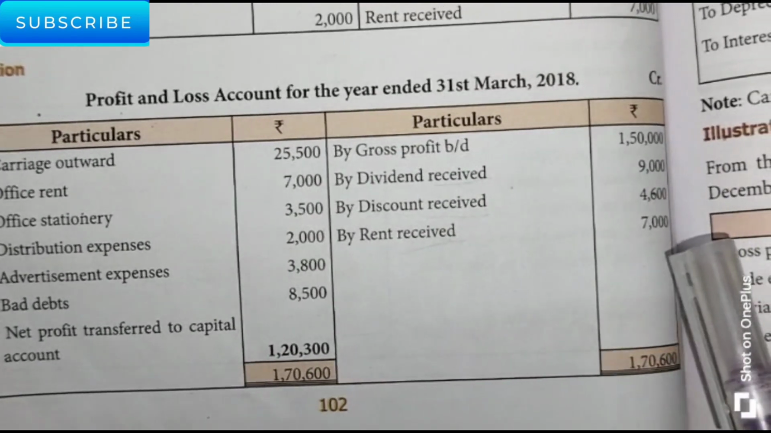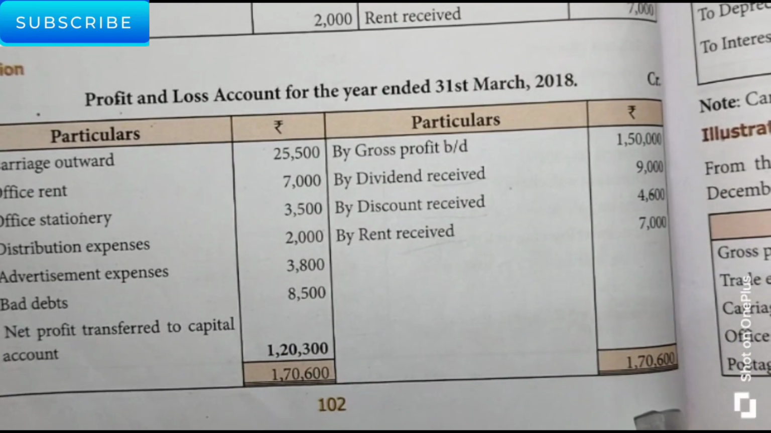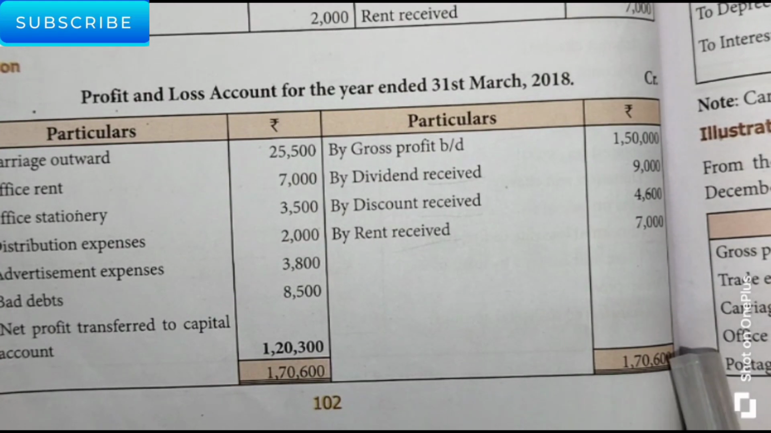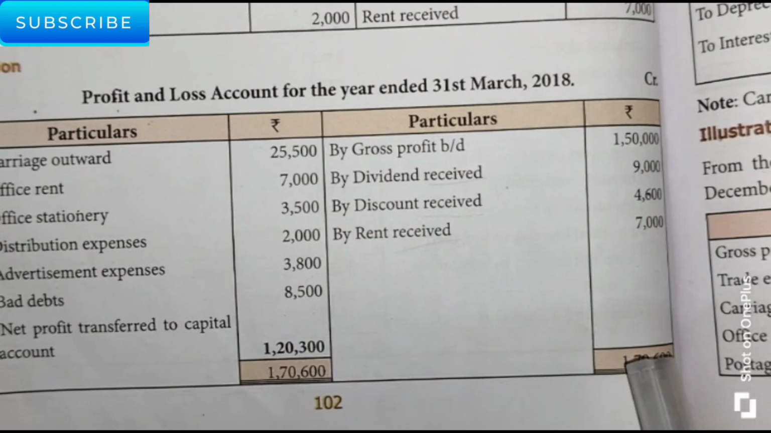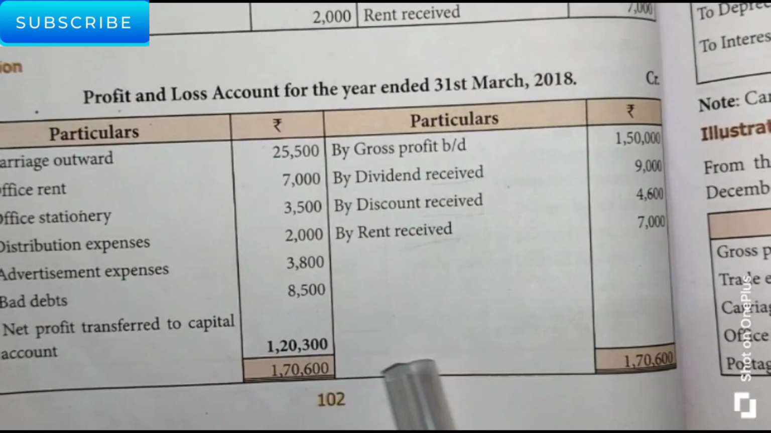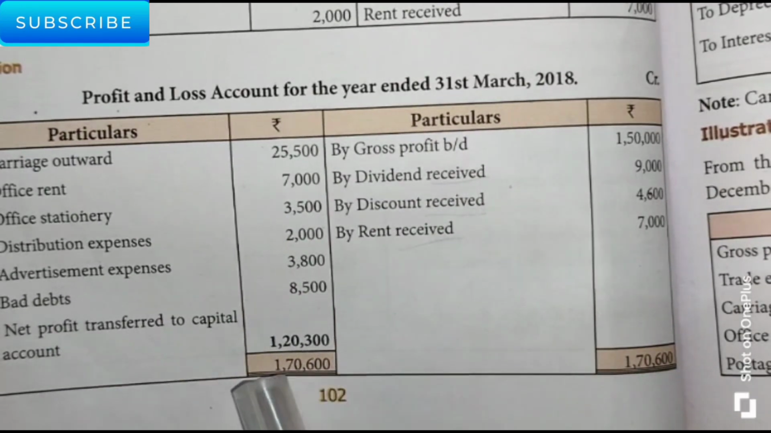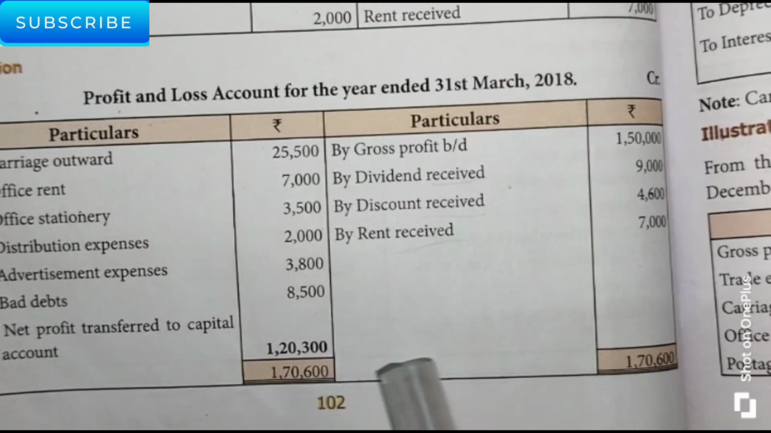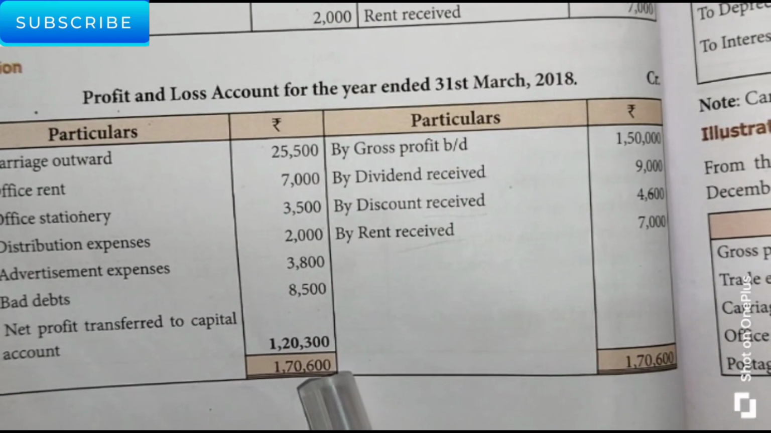Which side has the higher value? The credit side has the higher value. How much? 1,70,600 rupees. So we have to consider that higher value as the total. The total we have to enter on both sides on the same horizontal line. We enter 1,70,600 rupees on both sides as the total.